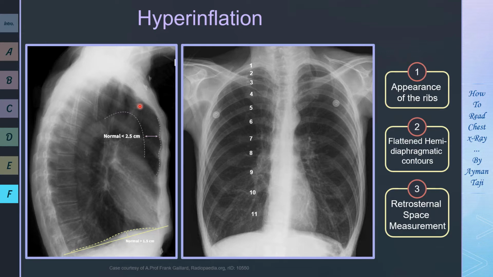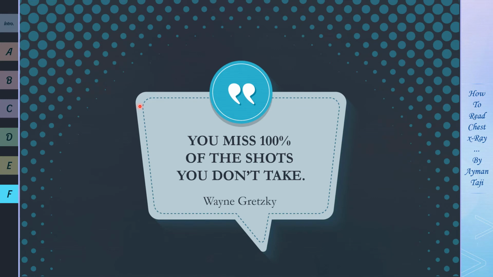Finally, diseases that limit expiratory airflow produce lung hyperinflation, and the most characteristic one is chronic obstructive pulmonary disease, or COPD.